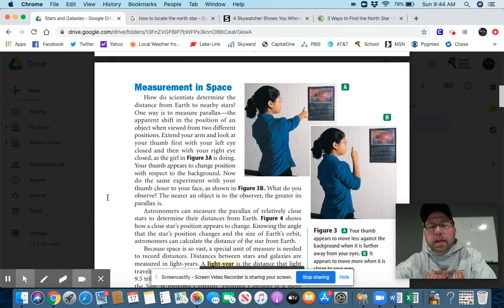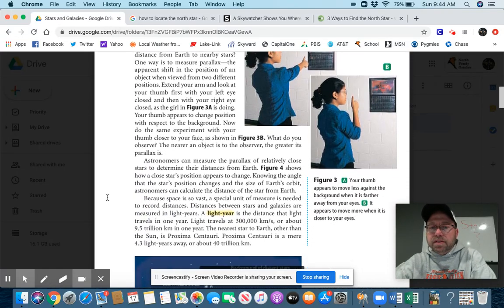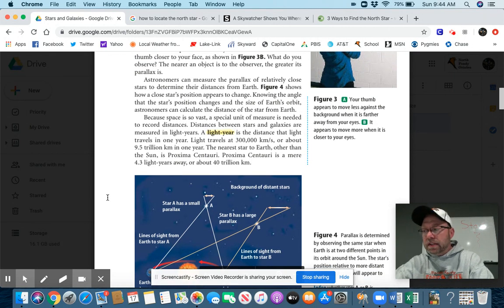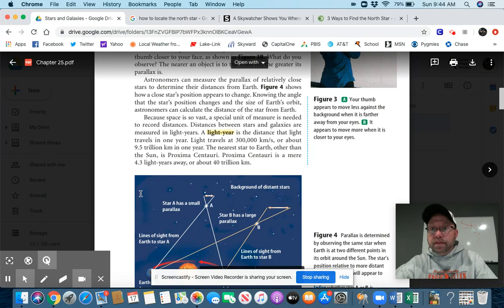Now, how do we measure things in space? Things in space are huge distances. In fact, they're typically measured in something called a light year, which is the distance that light travels in 1 year. Light year sounds like time because it has the word year in it. It's not time, it's distance. How far does light travel in 1 year is 1 light year? 9.5 trillion kilometers.